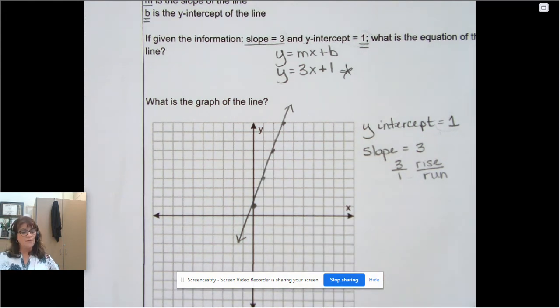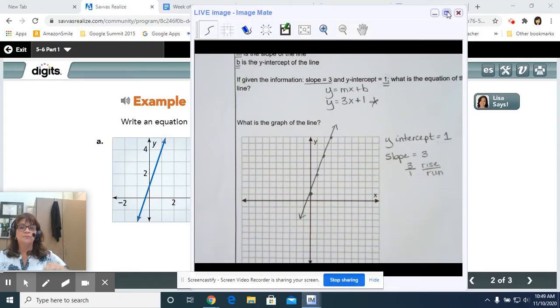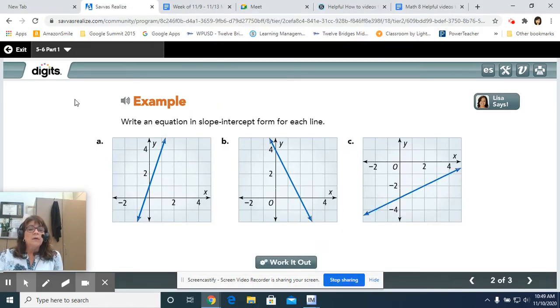All right, so let's try a few more together. On Savas, it asks us to write an equation in slope-intercept form for each line. So let's start at this very first one, A. On A, we see that it crosses the y-axis right here at 1. So we know for sure that our y-intercept is 1. So I'm just going to write myself a note. Y-intercept equals 1.